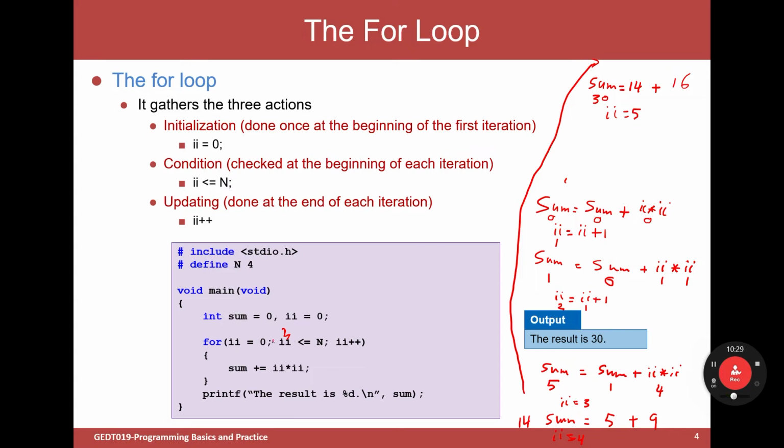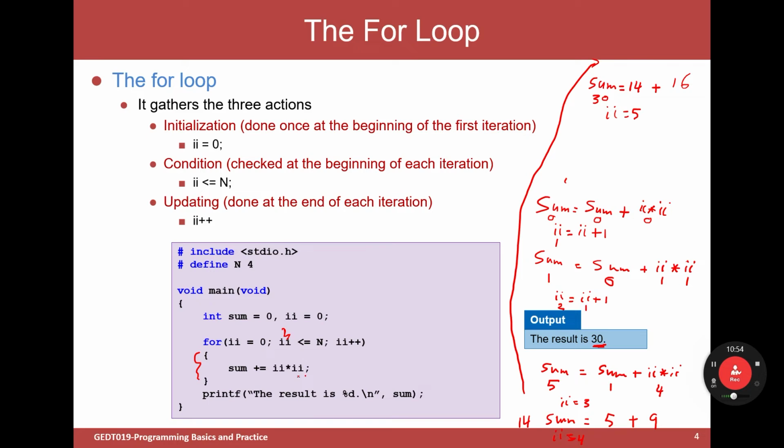Okay, so is 5 smaller than or equal 4? No, it's not. So in this case, stop. So this one will stop, and it will print for me here after this one stops. It will print for me the result is, and then this digit here and the sum. So sum will be 30. So as you see here, it's 30. Okay, so this is how.